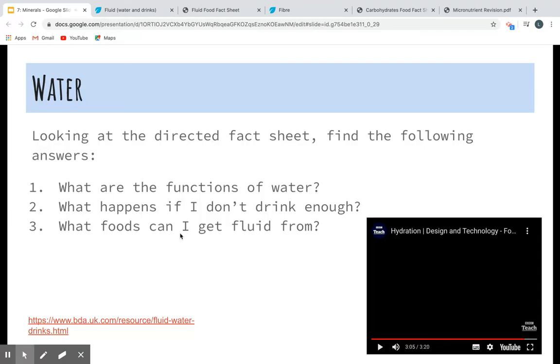Okay, year 10, so that sums up our learning for today. Hopefully you've gained some new knowledge on the minerals, calcium, and hopefully you have learned that actually fibre and water are both nutrients that are essential for the body. Hopefully you've answered the questions on fibre and water, and you've checked your answers with the video and the fact sheets. And believe it or not, year 10, that is all the nutrients that you need to learn.